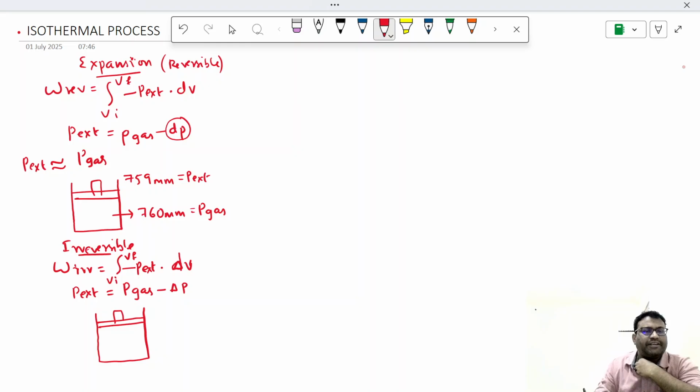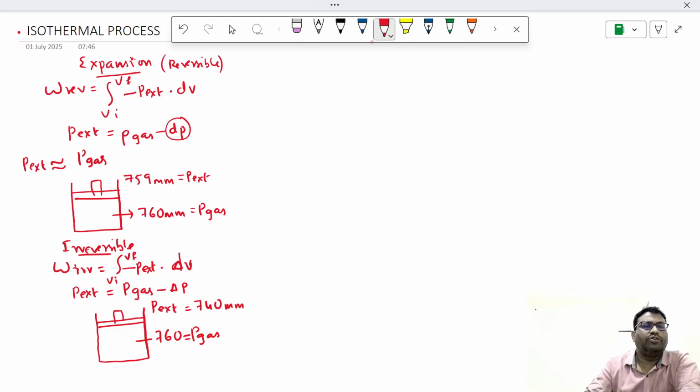So the external pressure is very much smaller than the internal pressure. So let us take the pressure of the gas as 760. The pressure of the gas is much greater than that of the external. So P external now will be, for example, 740 mm.